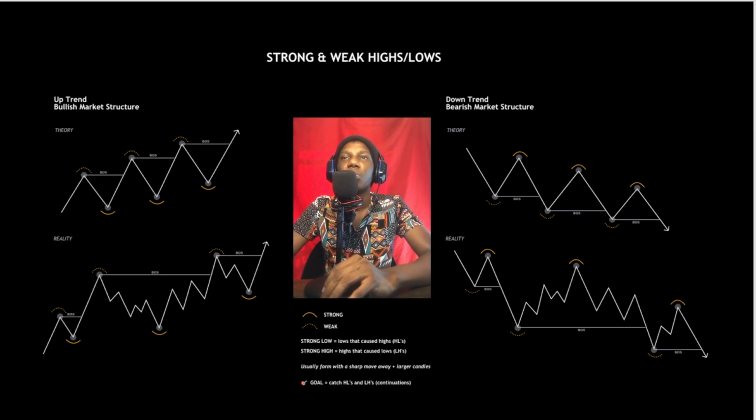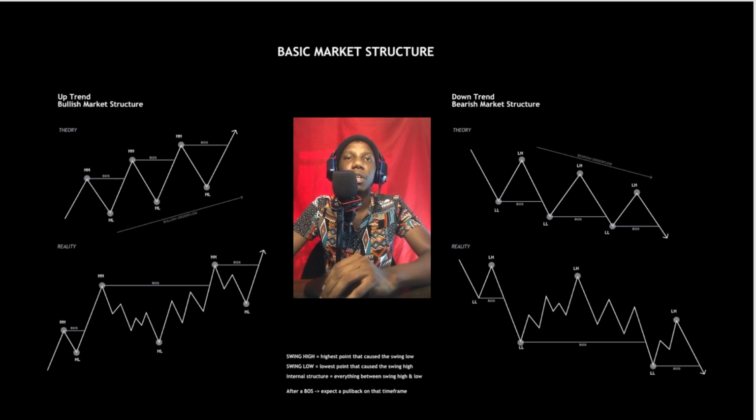So you guys need to understand that the trend is your friend. I know you've heard this many times before, but you don't want to understand. The swing low is the lowest point that causes the swing high. The swing high is the highest point that causes the swing low. The internal structure is everything between the high and the low.